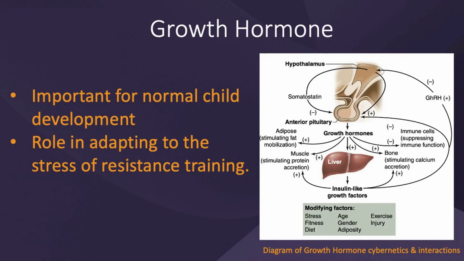The next primary anabolic hormone to consider is growth hormone, which is particularly important for the normal development of a child. Growth hormone is secreted by the pituitary gland and has effects all throughout the body. Multiple factors can affect growth hormone secretion, such as stress, fitness, diet, age, gender, body fat, exercise, and also injury status. Growth hormone plays a vital role in adapting to the stress of resistance training.